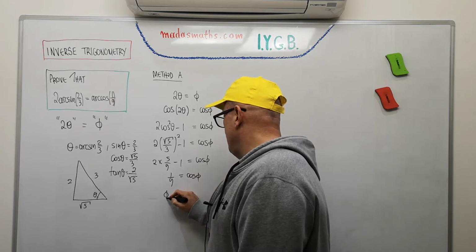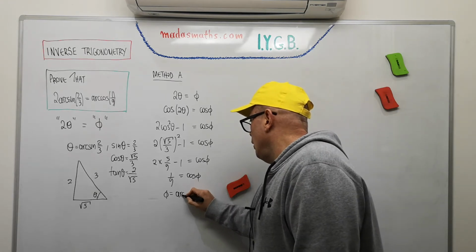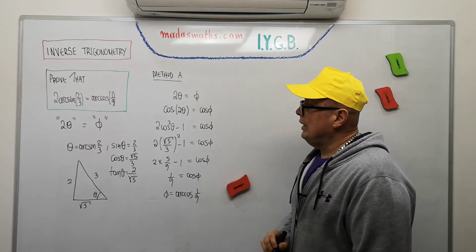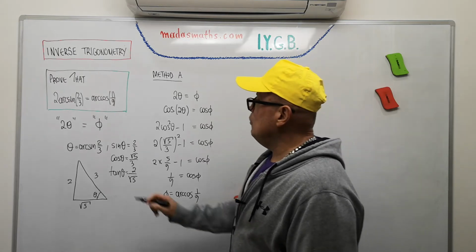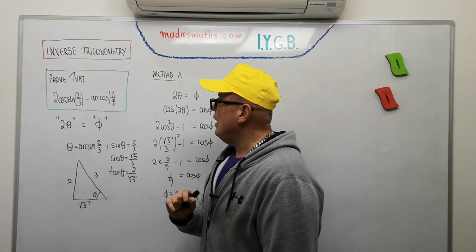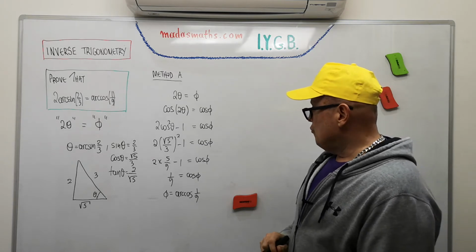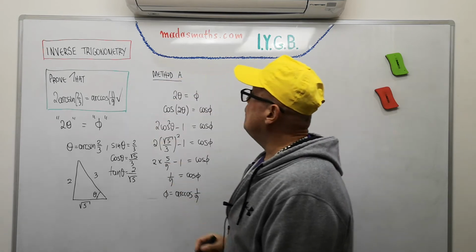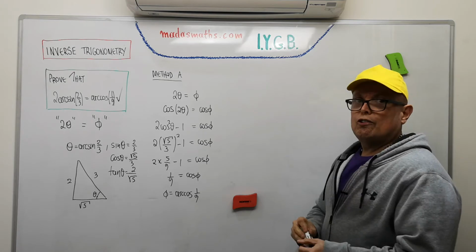And of course your phi is going to be equal to the arccos of 1/9. So I think we are pretty much done, because if you look at what we said up there, we said that 2 theta, where theta is the arcsine of 2/3, is some angle phi, and it turns out that phi has to be the arccos of 1/9, and therefore we can conclude that this is in fact true, and we're done. So that's method A. What else can we do to solve this problem?